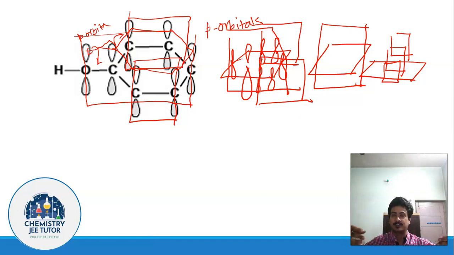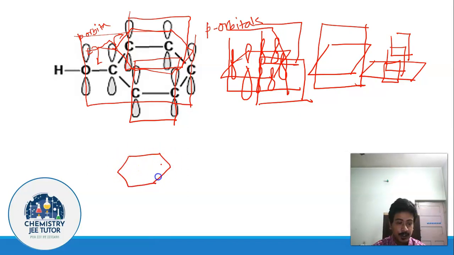That's what I am trying to say. Let me repeat this once again. The p orbitals are present in a plane parallel to the plane containing the benzene ring along with that O and H atom. So these planes are parallel to each other, and these are the orbitals which actually participate in this resonance.